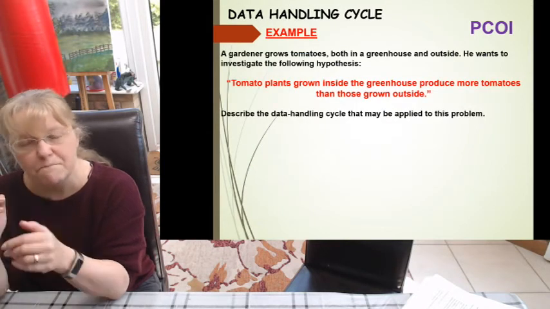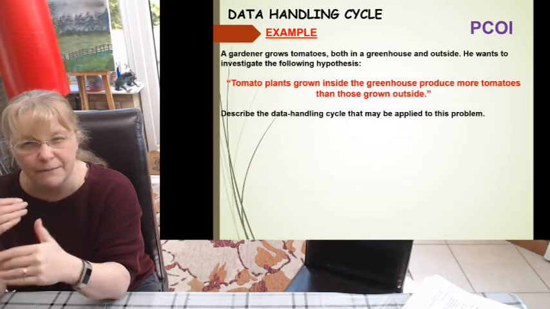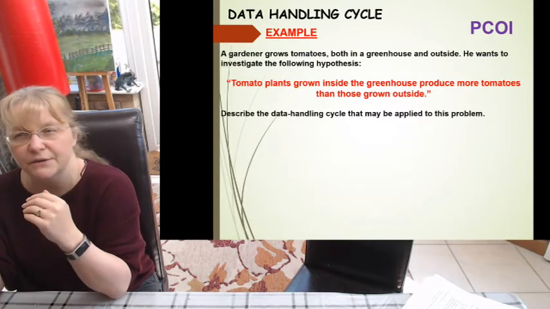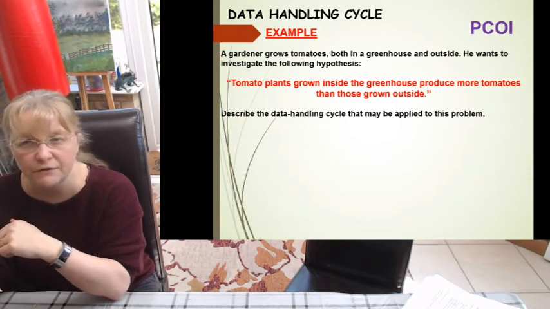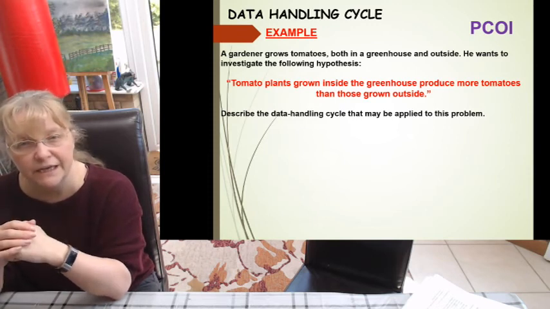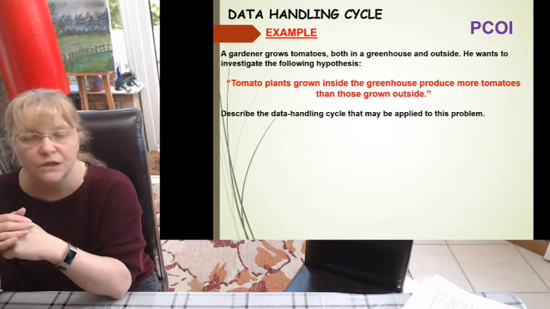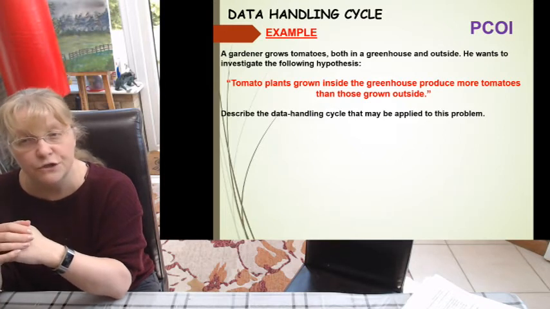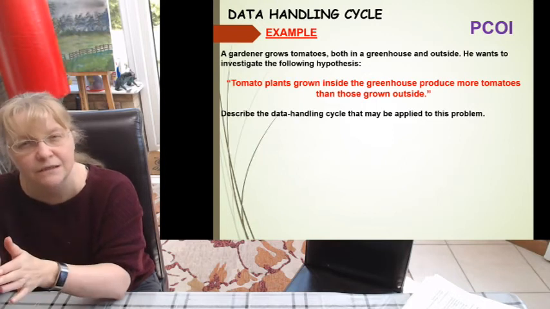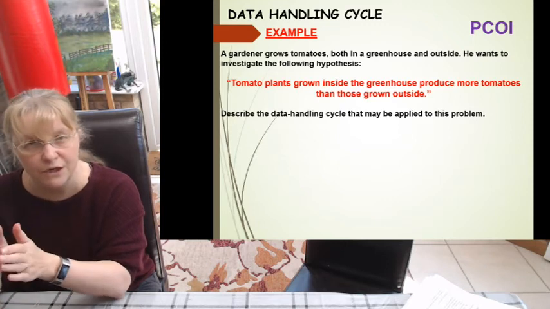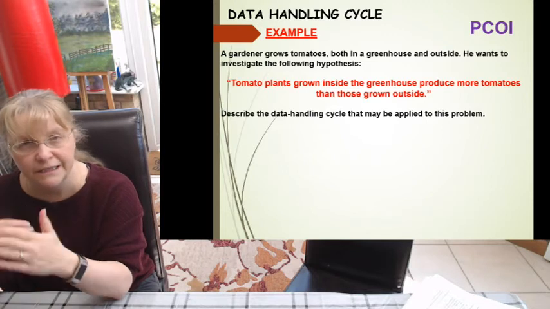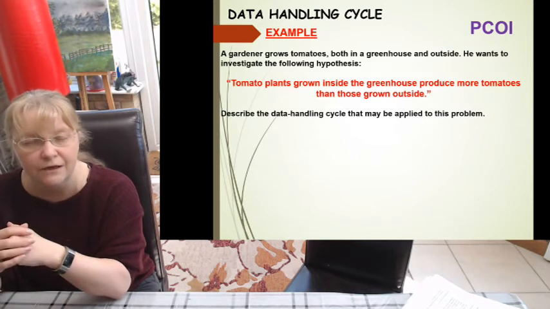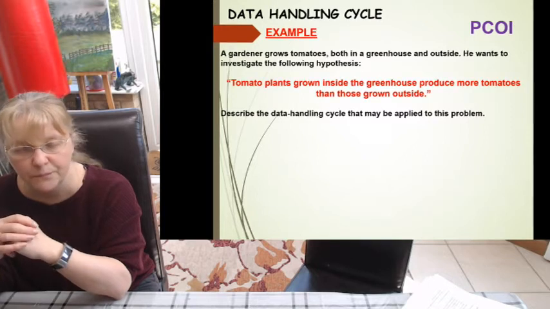Okay, bit of an example of a question, and I would just like you to have a look at how you would use PCOI. So a gardener grows tomatoes both in the greenhouse and outside, and he wants to investigate the following hypothesis. Tomato plants grown inside the greenhouse produce more tomatoes than those grown outside. Do you see how I've made a statement? So that is posing the question. I would like you to pause now and work through the PCOI and see how you'd collect the data for these tomatoes. Pause now.